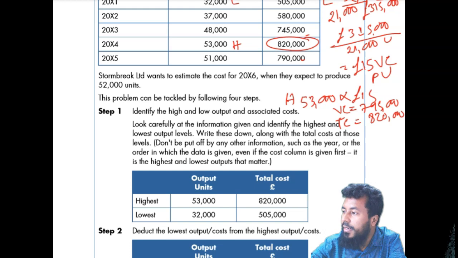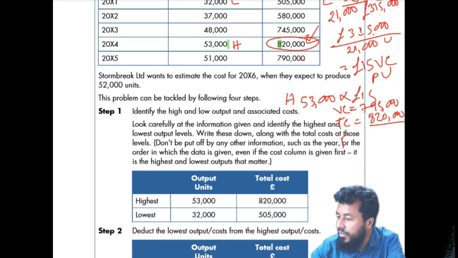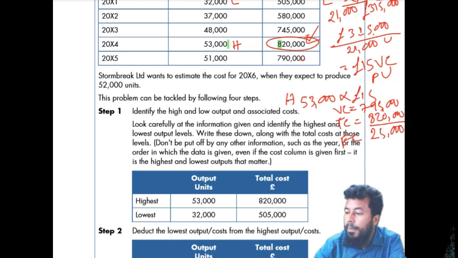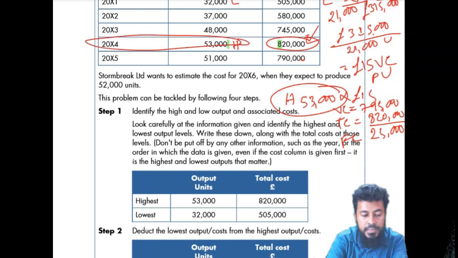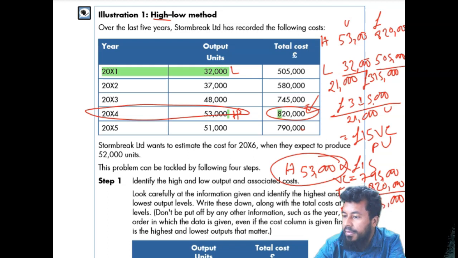You can see here the arrow. If you get the difference, 820,000 minus 795,000, 25,000 should be your FC. 25,000 fixed cost. Now I have taken the highest one, 2014. If you wish, you can take the lowest one as well, 32,000, you can work it out, and you'll get the same figure.